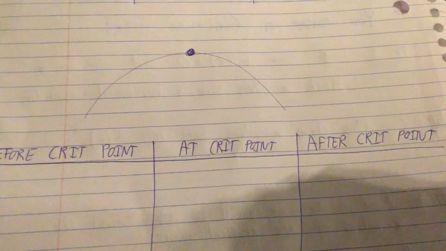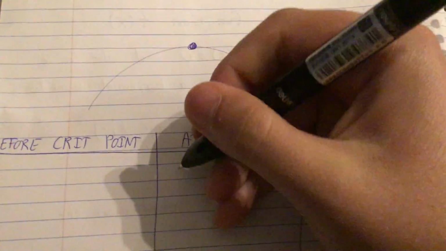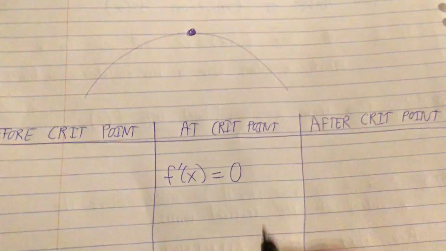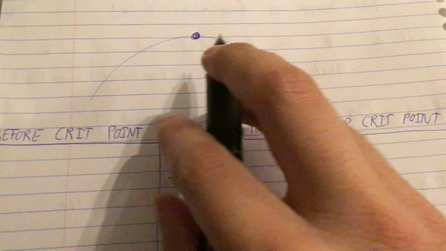Okay, now let's take a look at this one. Well, let's get the obvious part out of the way. At the critical point, by definition, the slope of the tangent line is horizontal. Therefore, f prime of x is equal to 0.